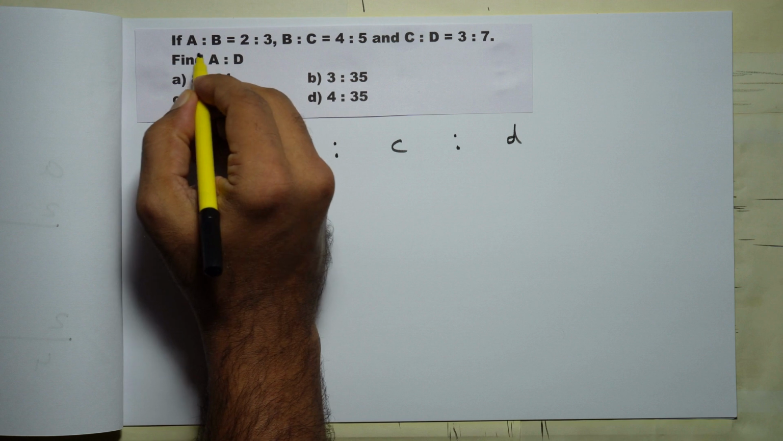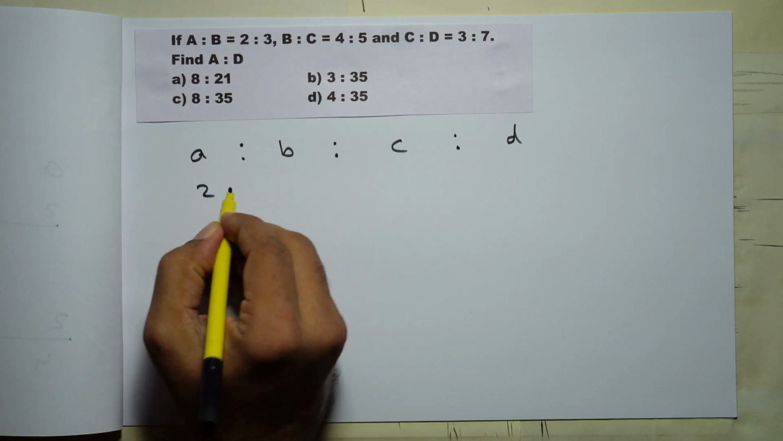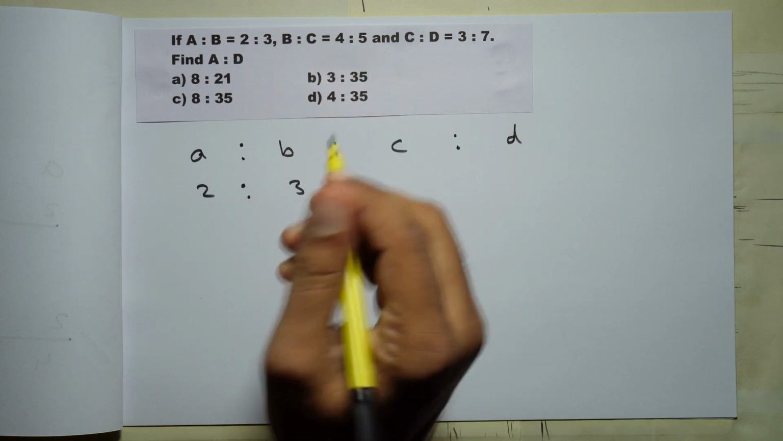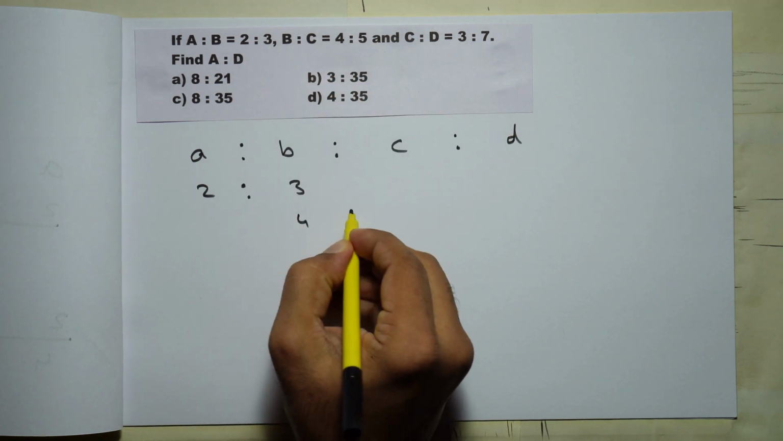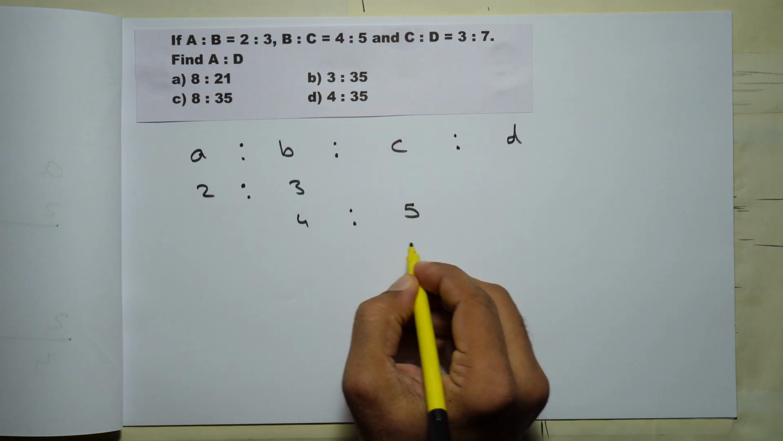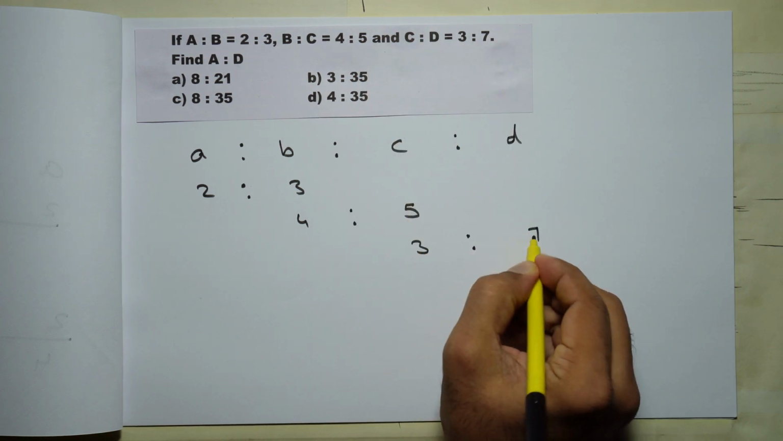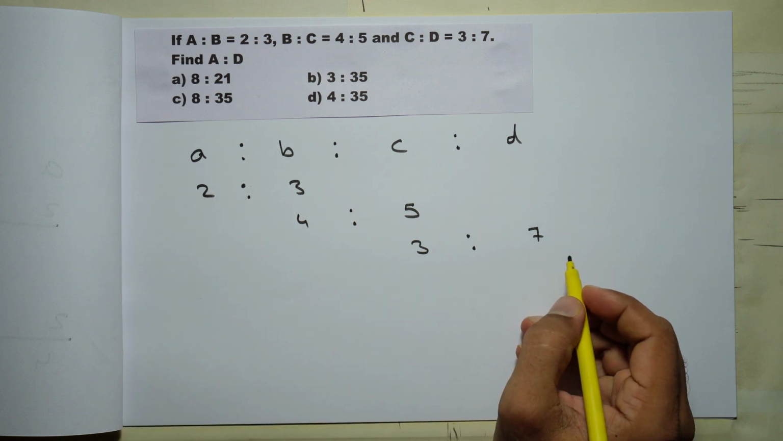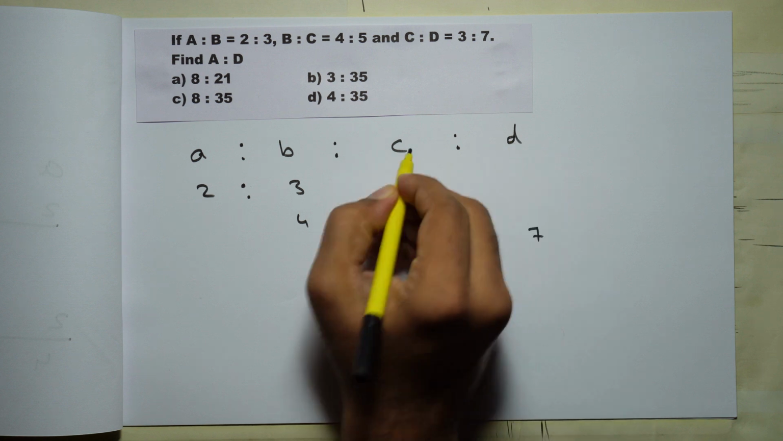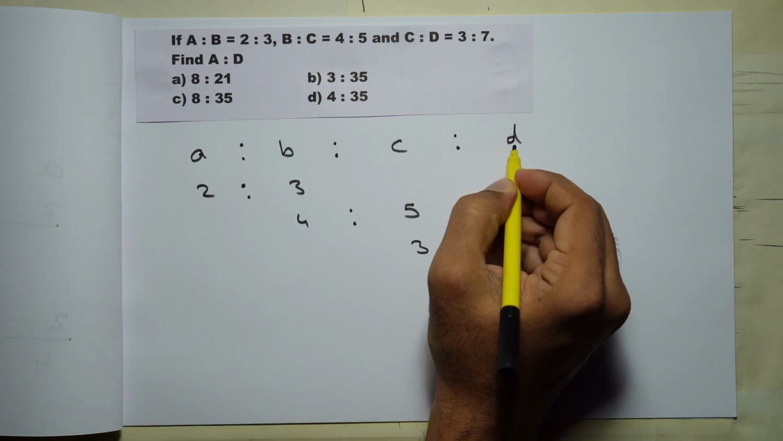Now the given data is A is to B is 2 is to 3. And B is to C is 4 is to 5. And C is to D is 3 is to 7. So these are the ratios. Now we need to calculate A is to B is to C is to D. And from that we can get A is to D.